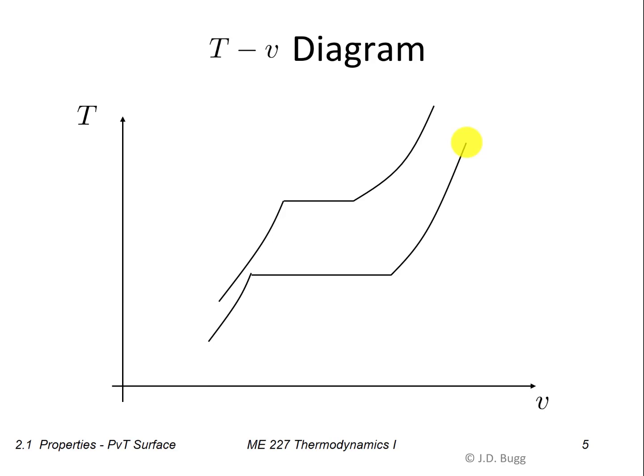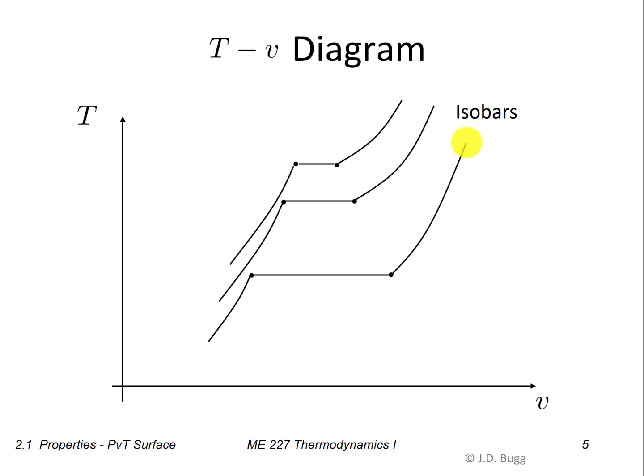And if we were to do that again, we might get another line that would look something like this. So this is a series of 3 lines of constant pressure on TV coordinates. These lines of constant pressure are called isobars. So an isobar is a line of constant pressure. Now there's some very important points along these isobars.